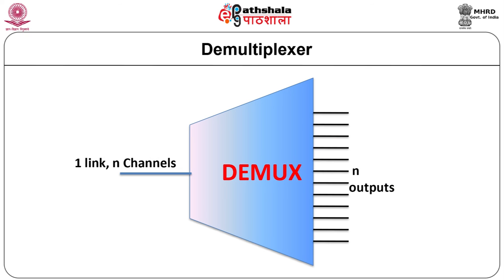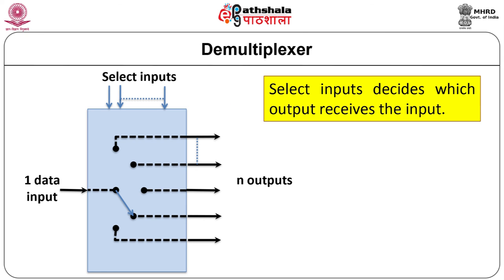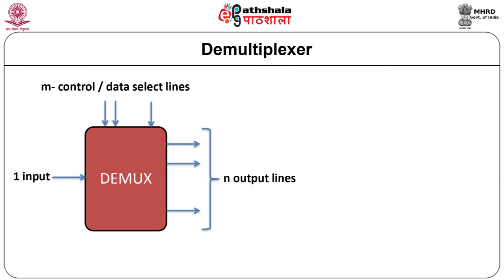Demultiplexer has a single input and n output lines. Demultiplexer can be visualized as the reverse of a multiposition switch. The select lines permit input data from a single line to be switched to any one of many output lines. Demultiplex means one into many. A demultiplexer reverses the multiplexing action.